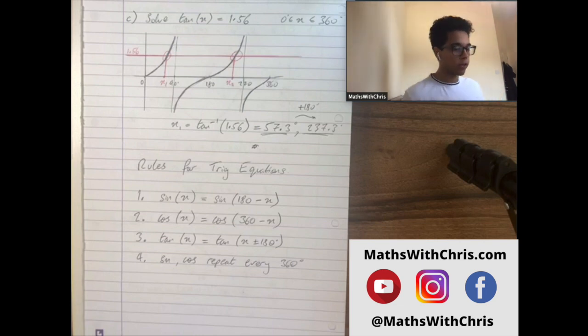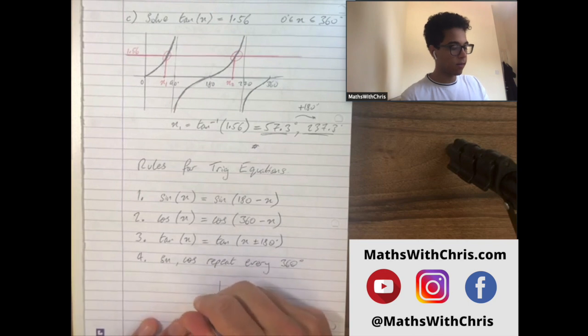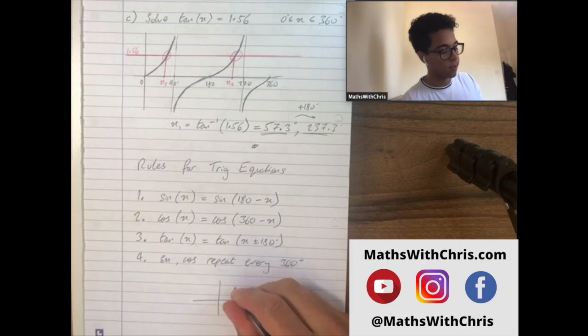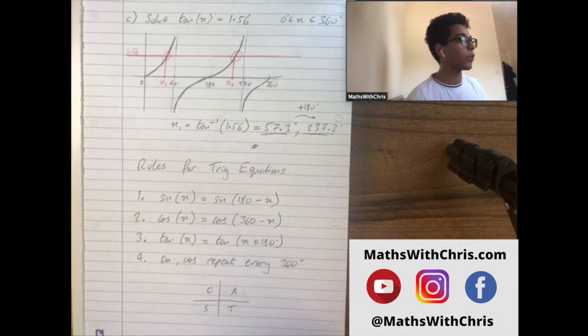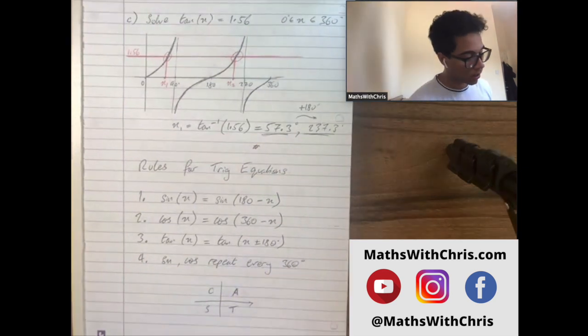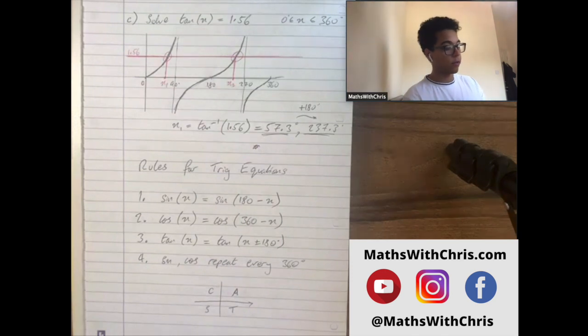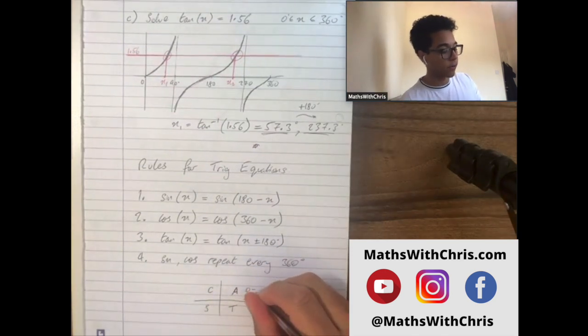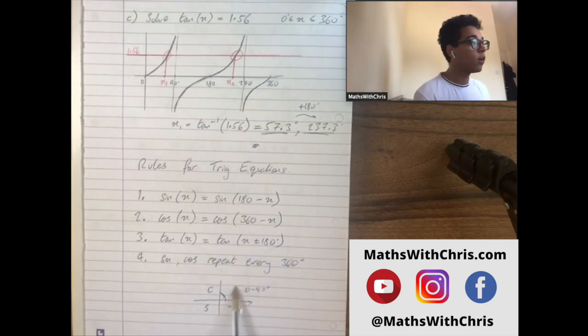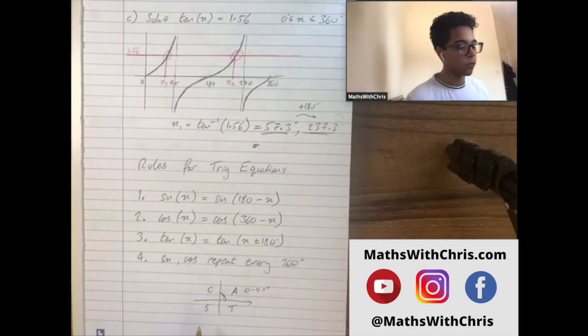What is a CAST diagram? So a CAST diagram is something like, I can't even remember. It's A, C... I think it tells you for which values of theta which is positive. So if theta's between 0 and 90 degrees, then all, so A means all. So sine, cos, and tan are all positive. If you're here, between 90 and 180, only sine is positive. If you're here between 180 and 270, tan's positive.